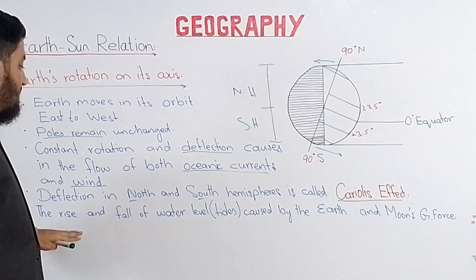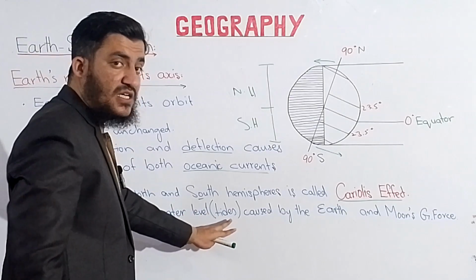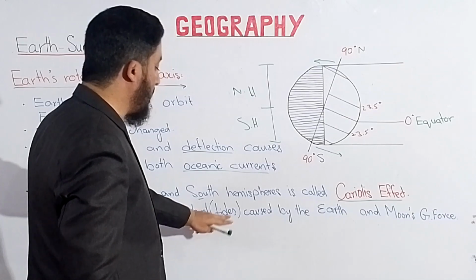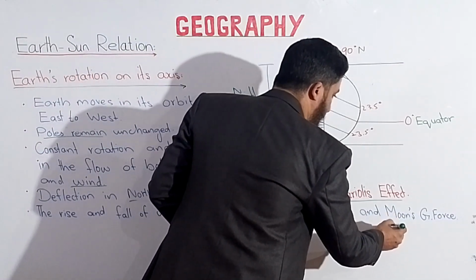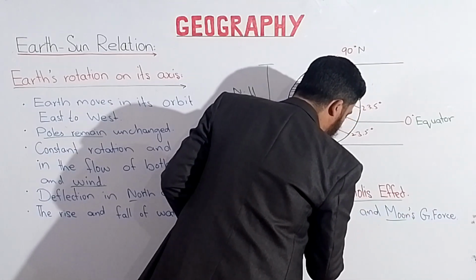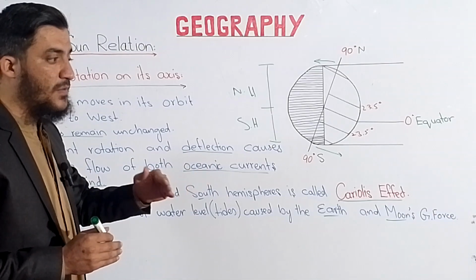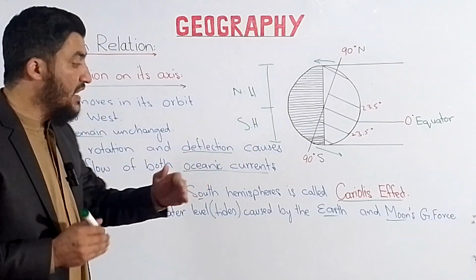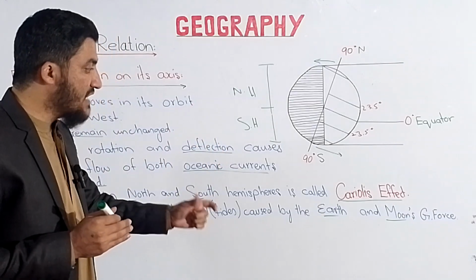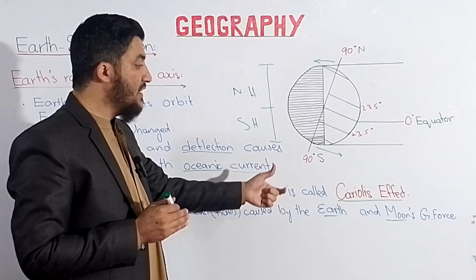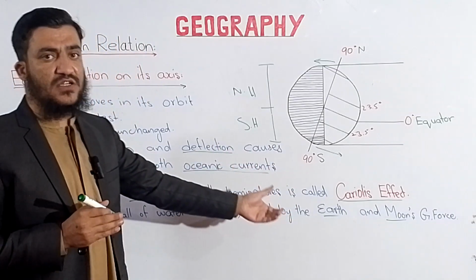And this has caused the rise and fall of water tides, which are called the water tides or oceanic tides, caused by the respective gravitational force of the moon and earth. लेकिन टाइड्स में जो मौजें होती हैं उनमें जो आगे होना और पीछे होना, this rhythmic motion of the oceanic tides is caused by the respective gravitational force of the moon as well as of the earth.